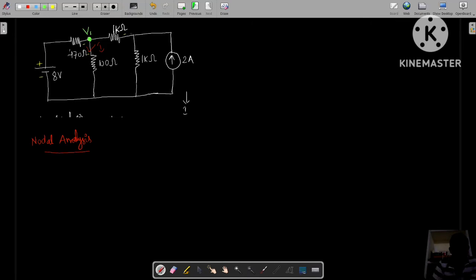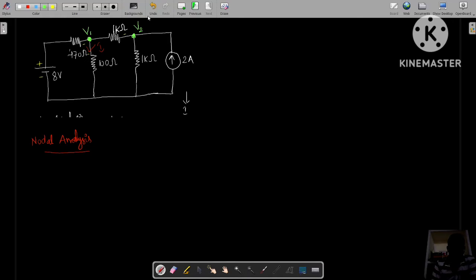Okay. Similarly, I am assuming this as the second principal node because here 1 kilo ohm resistor, another 1 kilo ohm resistor, and the 2 ampere current source are all connected. That's why I am considering this as another principal node. The voltage at this principal node is taken as V2.